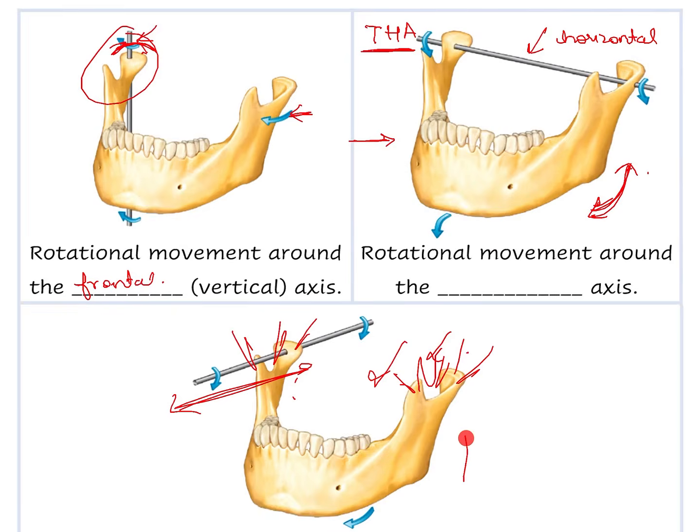That means it will not allow the condyle to just hang. It's like a sling. It does not allow it to fall down because it is suspended by ligaments. So these two movements are of no relevance when we talk of mandibular movements. The most important is the horizontal or the terminal hinge axis movement.